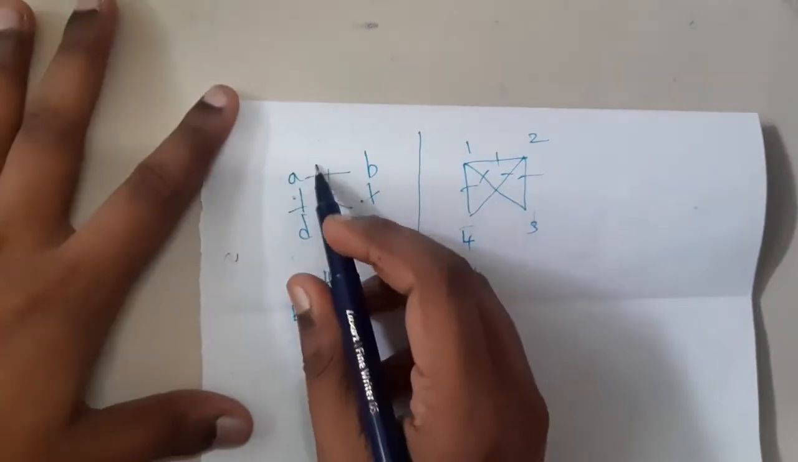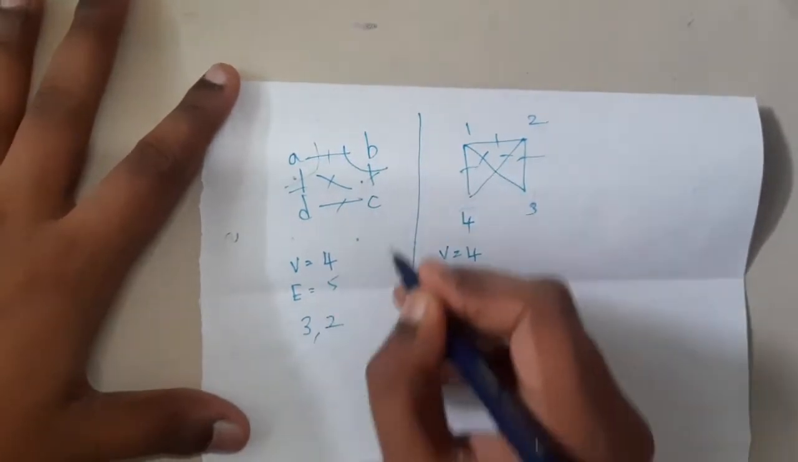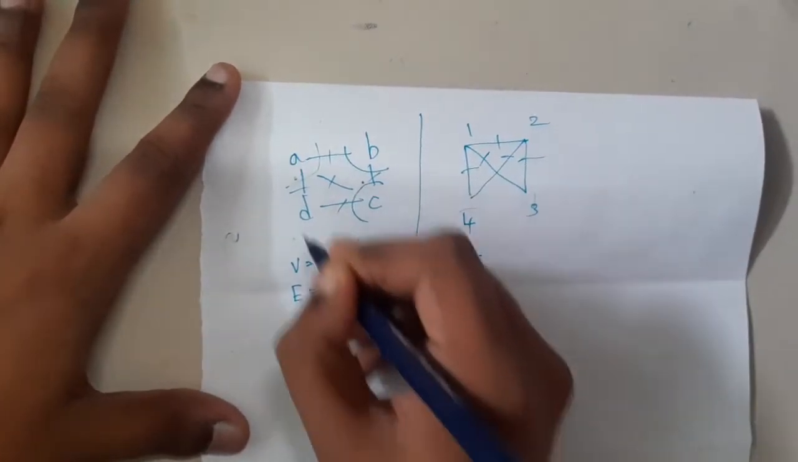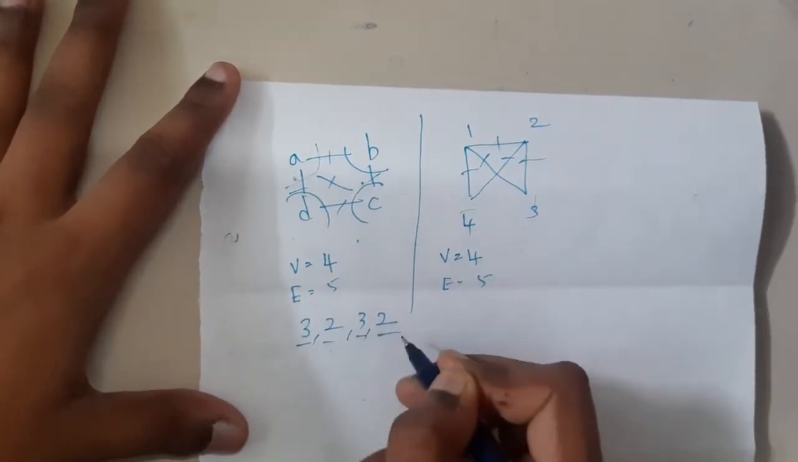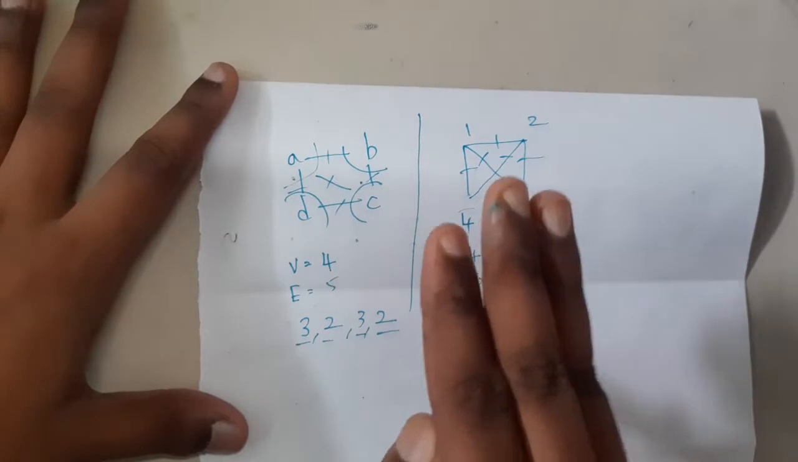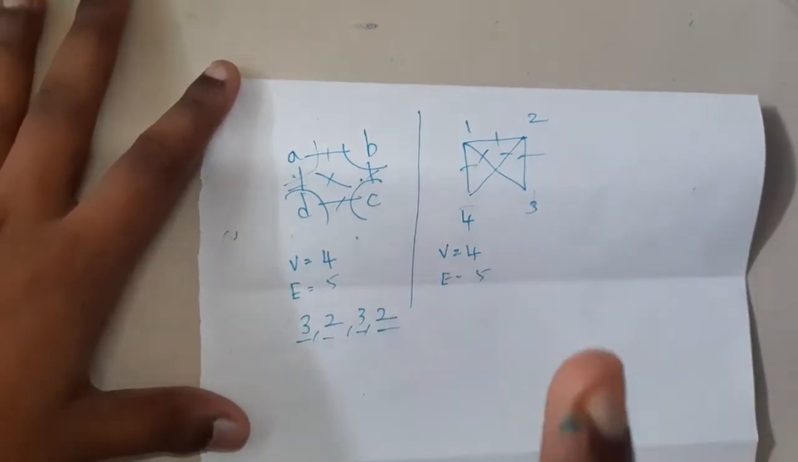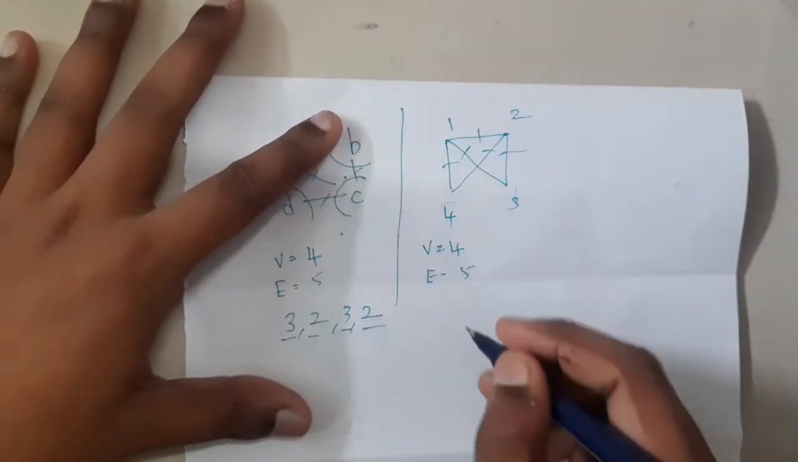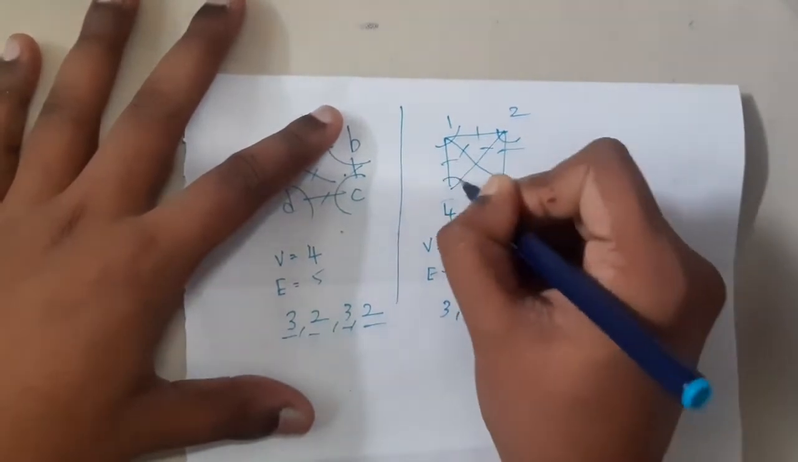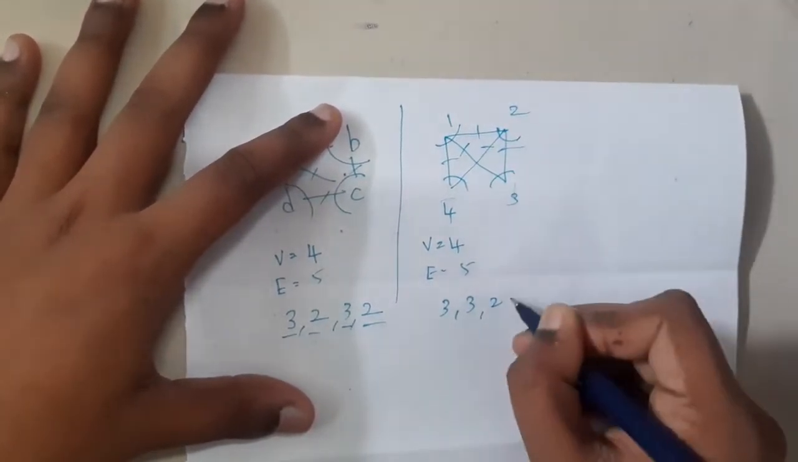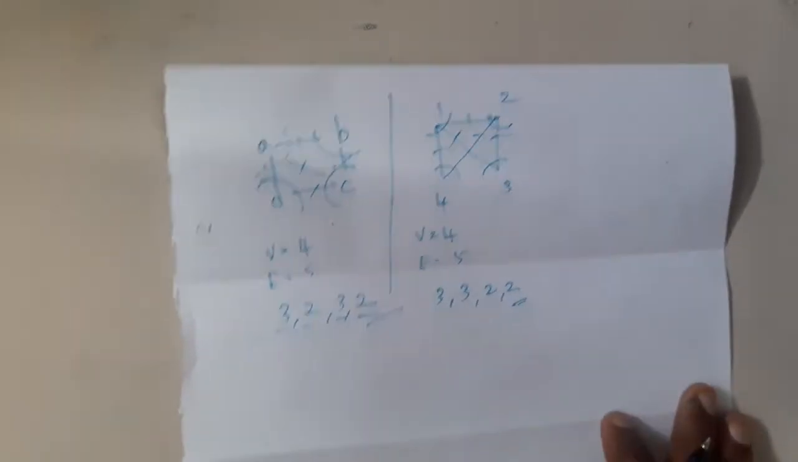Here one vertex has degree 3, this vertex has degree 2, this vertex has degree 3, and this vertex has degree 2. So indirectly we have two 3s and two 2s. Similarly, let us check here. Here we have a 3, here a 3, here a 2, and here a 2. Hence, these two graphs have the same degrees also.